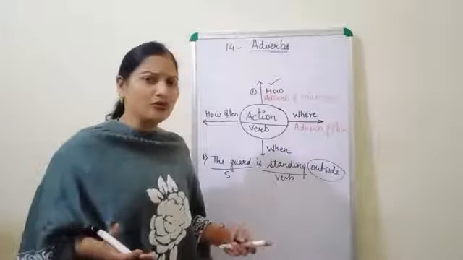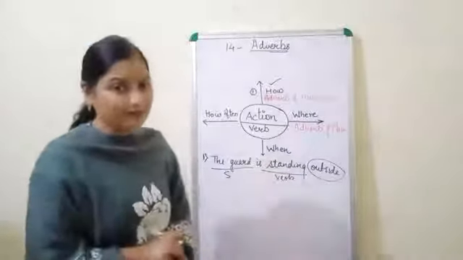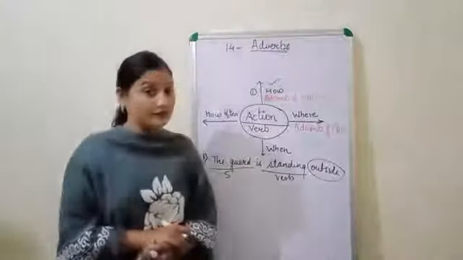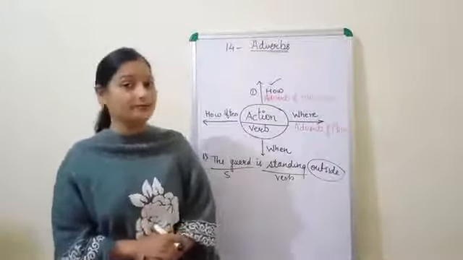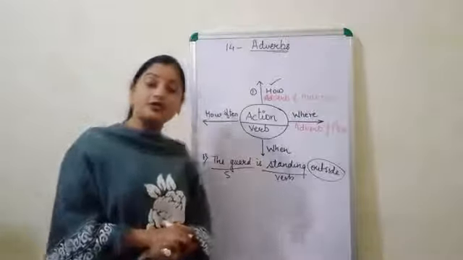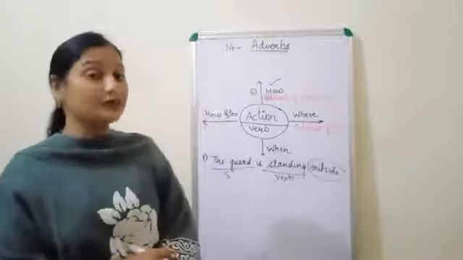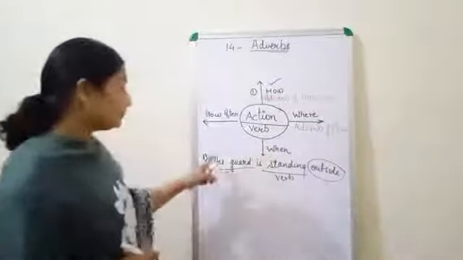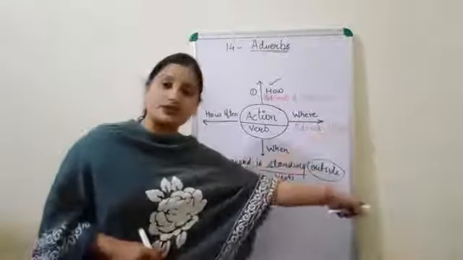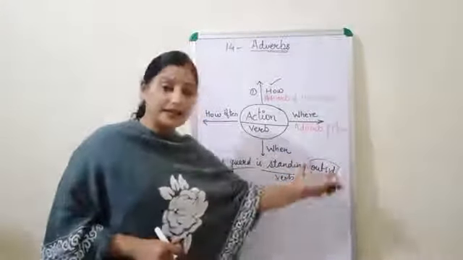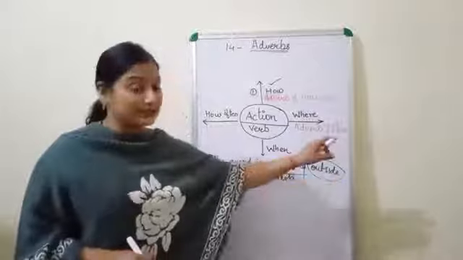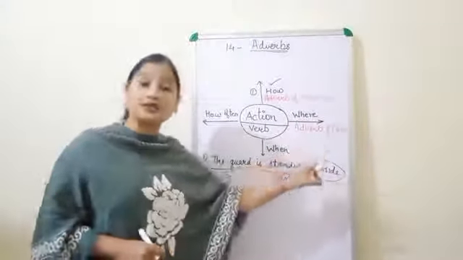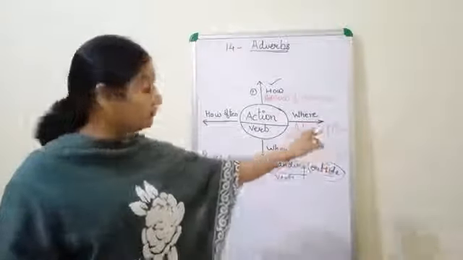Because we do not know how the guard was standing. But if you ask where, okay, we will get the answer: outside. So if we ask the question where, whatever answer we get will be your adverb of place. Now see, the guard is standing outside. This outside is the place, the position where the guard is standing, and that's why this outside will be your adverb of place.